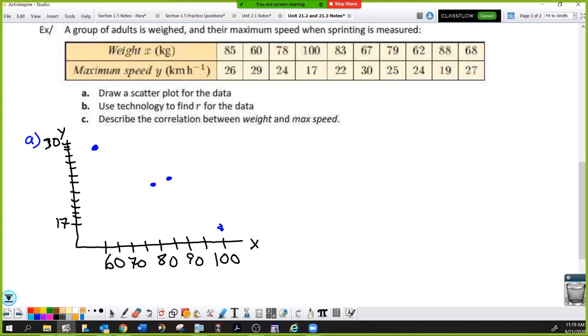83, 22. I'm just kind of throwing these up there. 67 and 30. 79, 25. Was it 62, 24? Yeah. That's right around here-ish. 88, 19. And 68, 27. Last but definitely not least. That feels pretty good. There.